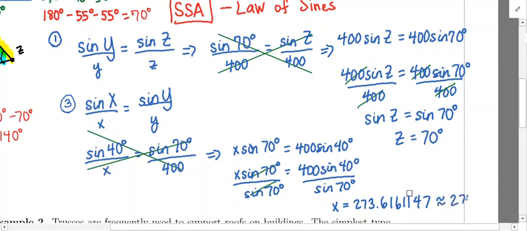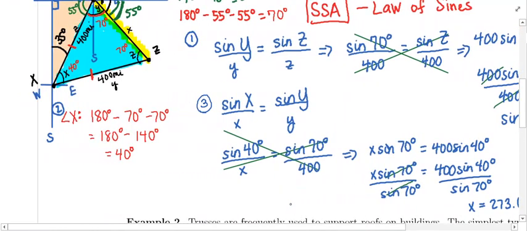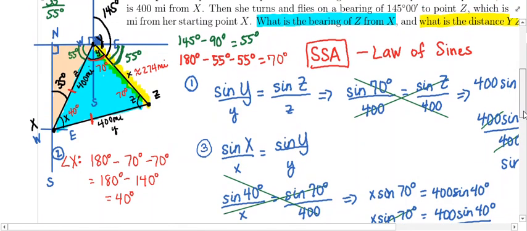So that is the length of side X that we're looking for. I can go ahead and label that in the picture. This is approximately 274 miles. So that's the first answer. We also, if you look in the blue, need to know the bearing of Z from X. The bearing's going to be an angle. So what angle are they talking about? The bearing of Z from X.